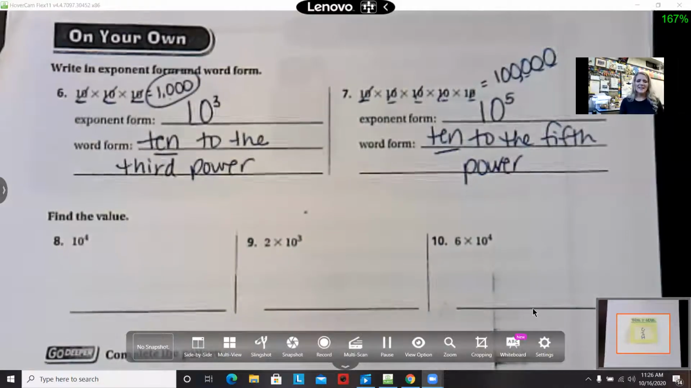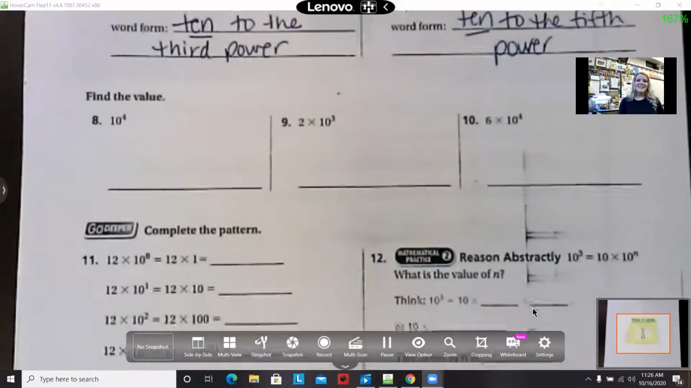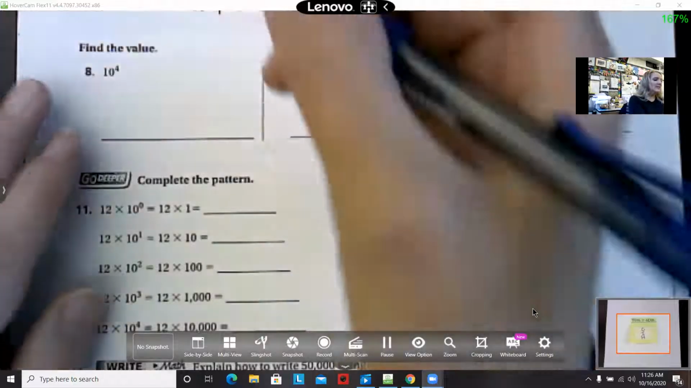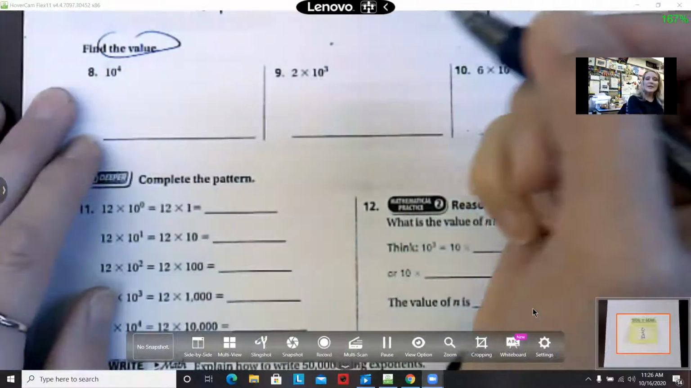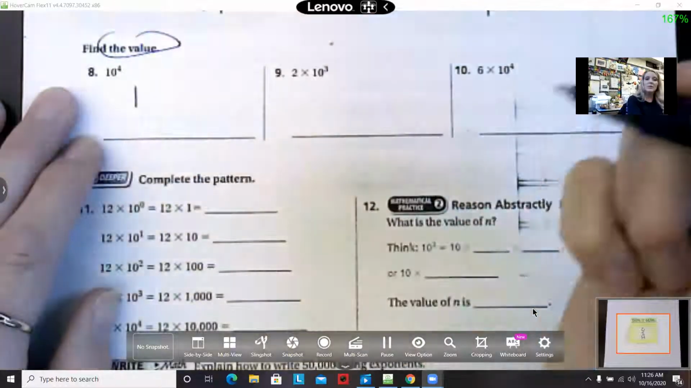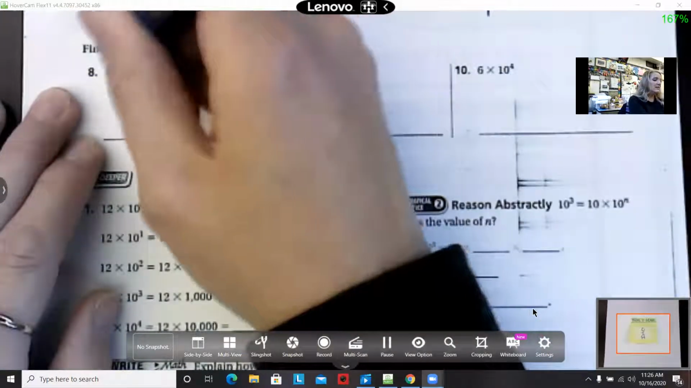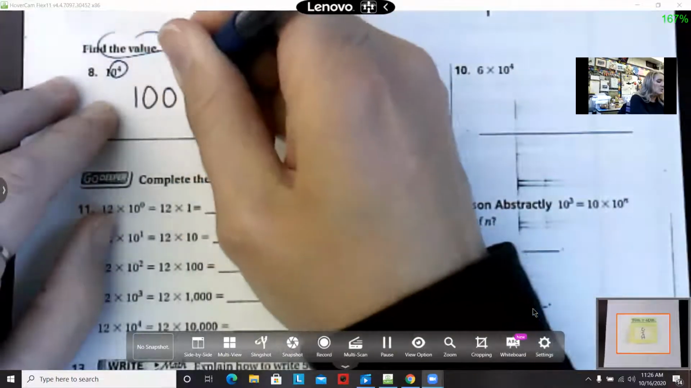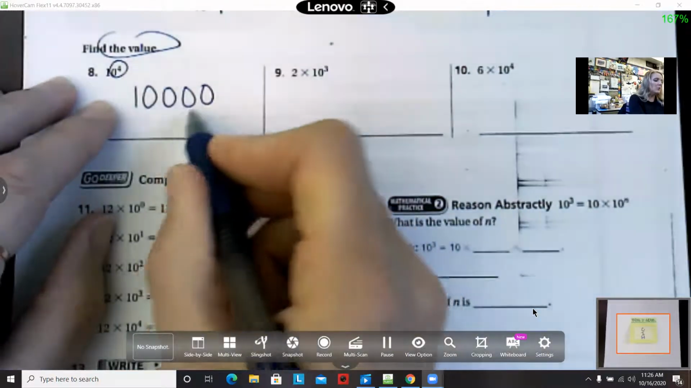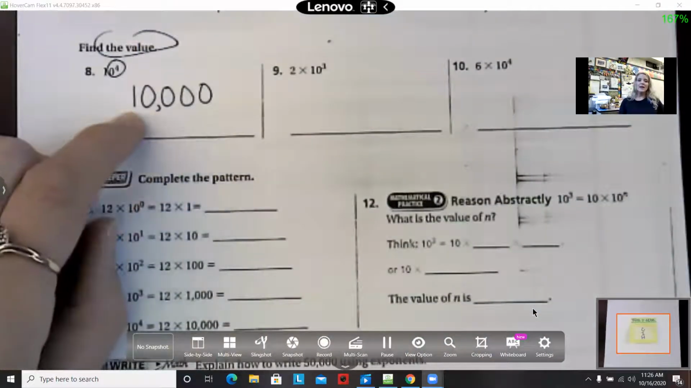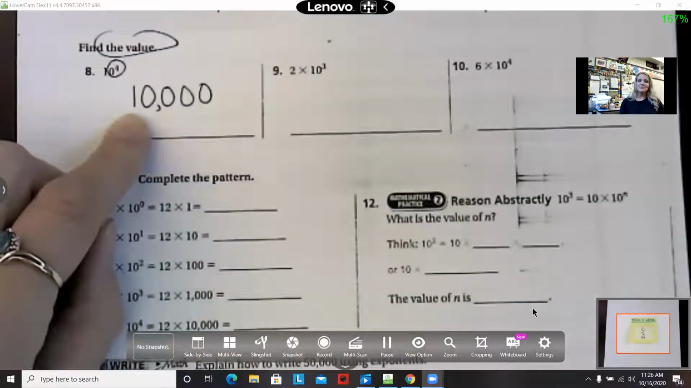Pretty simple, right, guys? All right, down to number 8, 10 to the 4th power. It says find the value. So basically, when it's just the power of 10 and no other number, you just copy down that number 1, and the exponent tells you how many zeros you're writing down. So we have to write 4 zeros. 1, 2, 3, 4. Go backwards 3 place values for your ones period, and my answer is 10,000.